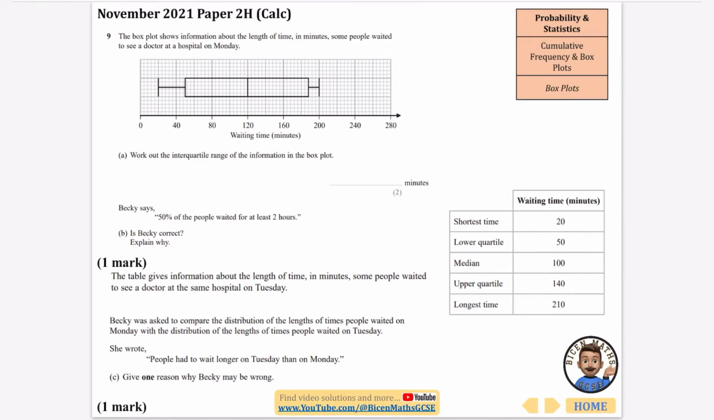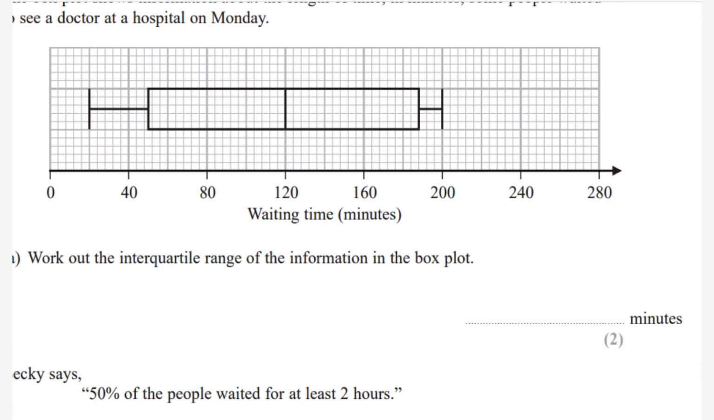Okay, this time we've got lots of different things kind of going on in this question. It says the box plot shows the information about the length of time in minutes some people waited to see a doctor at a hospital on Monday. Work out the interquartile range in the box plot. So I'll zoom in just to make this a little bit easier for us to see. I would say that being careful of the scale here is the most important bit. So that's going to be halfway between 40 and 80. So that's 60. That must mean that the lower quartile is equal to 50 here.